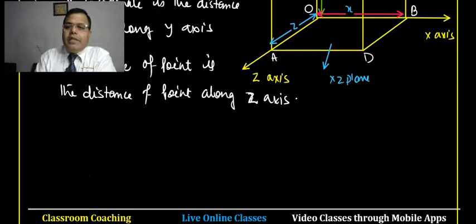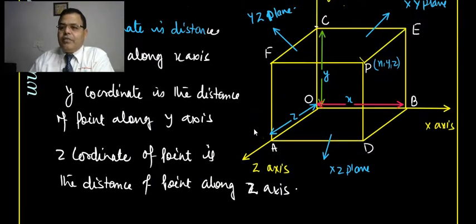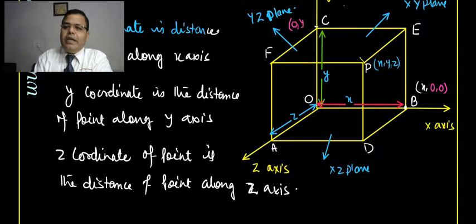Now one more thing: if a point lies on the x-axis, what will happen? Say this point lies on the x-axis, then only the x coordinate will be there, and the y and z coordinates will be 0. So any point here will have coordinates x, 0, 0. Similarly, a point on the y-axis has x coordinate 0, y coordinate y, and z coordinate 0. A point on the z-axis has only a z coordinate, but x and y will be 0.